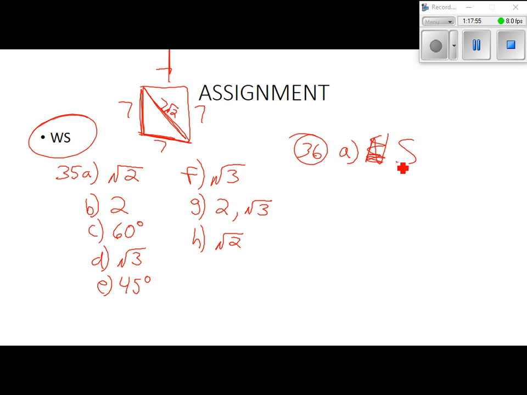The lengths of the sides of a 30-60-90 triangle form a Pythagorean triple. Always? It's probably not always, but we're going to put always. Because to be a Pythagorean triple, it's supposed to be just whole numbers, none of the rest of that stuff, but who cares? So that's probably not mathematically the correct answer.